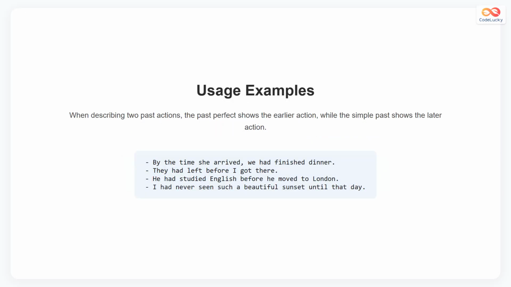When talking about two past actions, past perfect shows which action happened first, and simple past shows which happened later. Examples include, "By the time she arrived, we had finished dinner." "They had left before I got there." This helps listeners understand the sequence of events clearly.